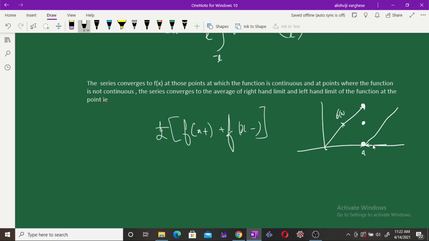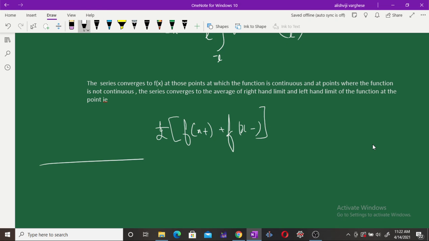So at all points of continuity, the Fourier series will converge to the function itself, and at the points at which the function has a discontinuity, the Fourier series will converge to the average of the right hand limit and left hand limit of the function at that particular point. So that's the convergence of Fourier series.